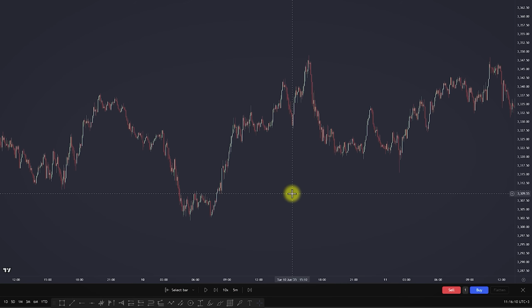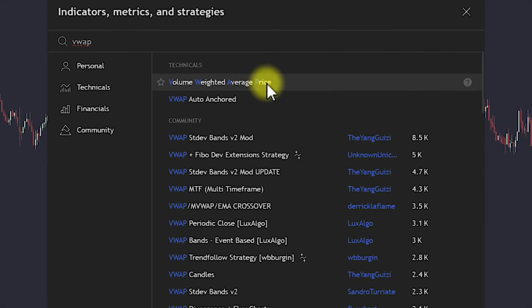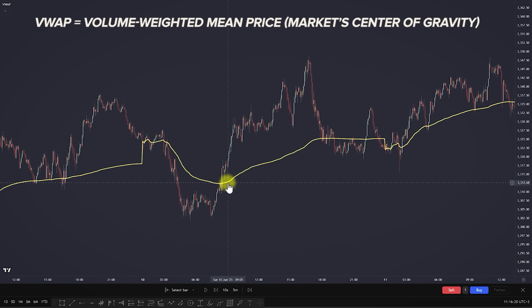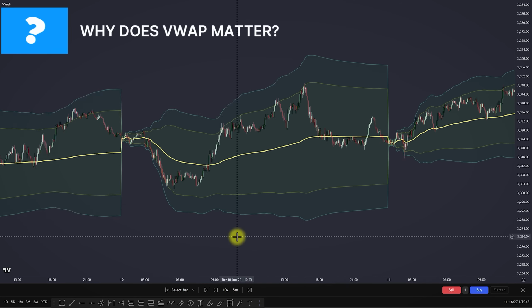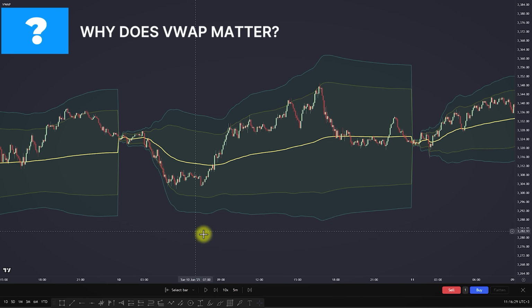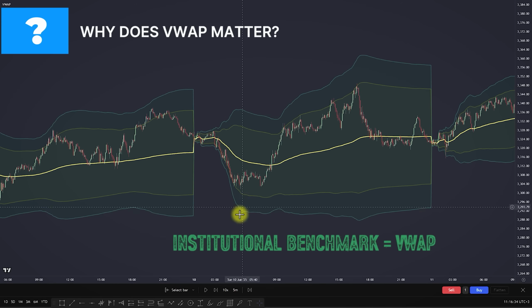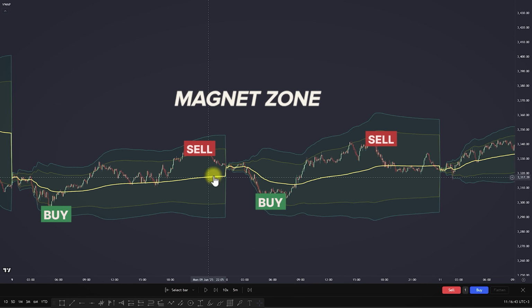Now let me show you a weapon that institutional traders use as a daily benchmark. It's called the volume weighted average price, or VWAP, and it's the true mean price for the day, weighted by volume, like the market's center of gravity. Here's why this matters. When institutional traders want to buy or sell large positions, they use VWAP as their benchmark. They try to buy below VWAP and sell above it. This makes VWAP act like a magnet for price.